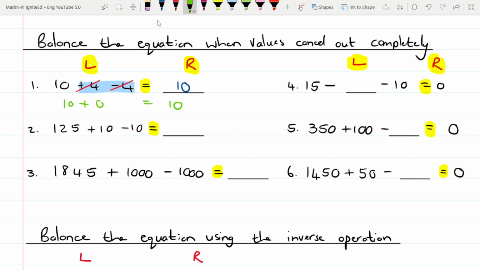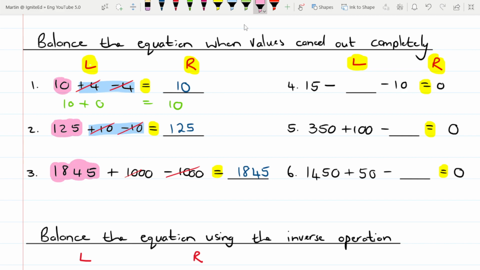in our first example. The second one, we've got 125. We add 10 and we subtract 10. So once again, we basically cancel these out. So 125 plus 10 minus 10 just equals 125. 1845 plus 1,000 minus 1,000 cancel out. So this answer would be 1,845. So in all of these instances, because we add and subtract exactly the same value, we essentially end up with the original value. Right, that's number 1, 2, 3.